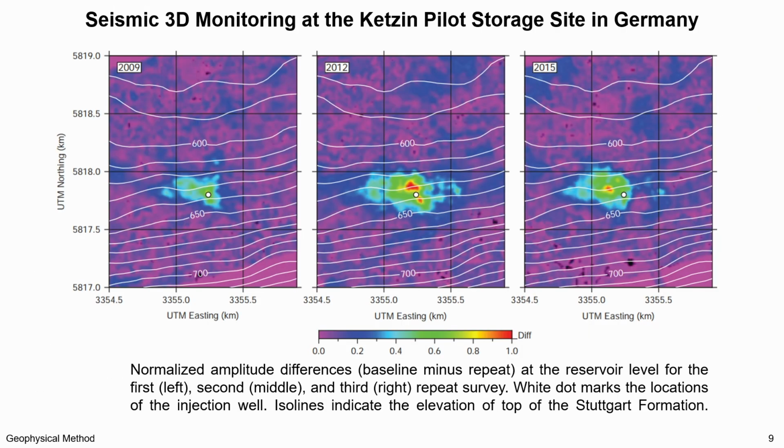This slide shows normalized amplitude differences between baseline and repeat seismic surveys at the reservoir level for multiple years. The white dot marks the injection well, and the amplitude differences show how the monitored response evolves over time. This is an excellent example of geophysics used not just once before injection, but repeatedly during storage operations to monitor dynamic changes.